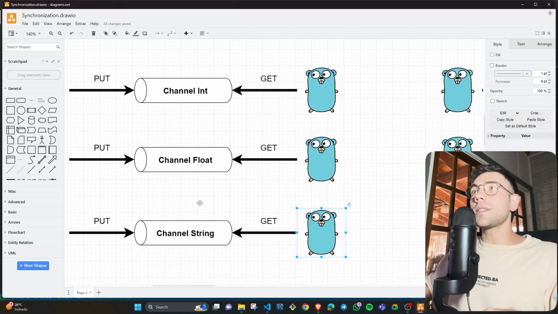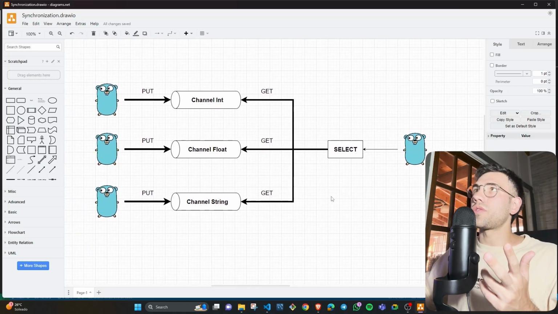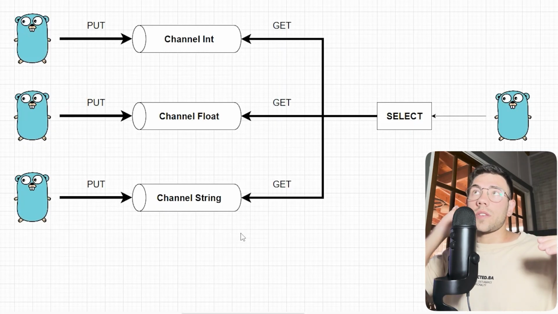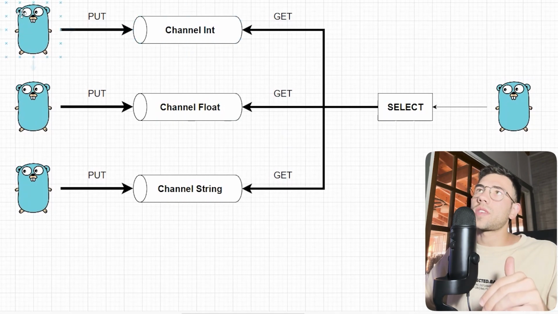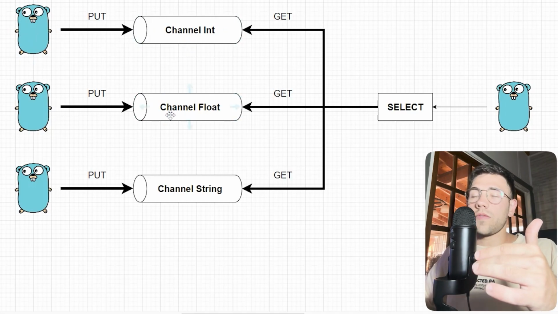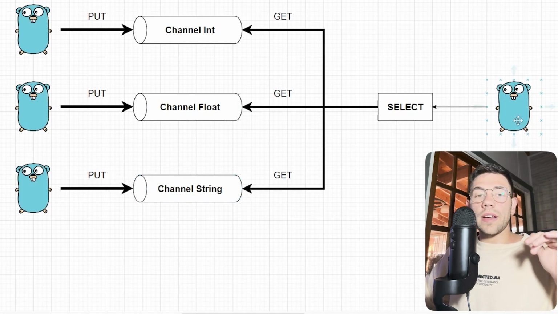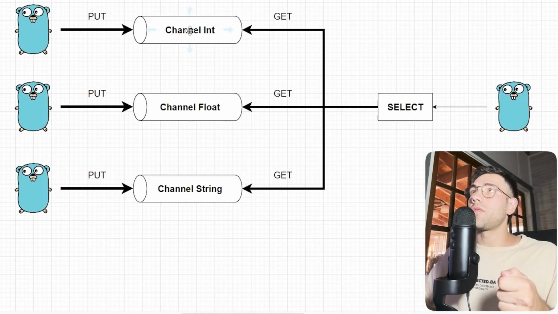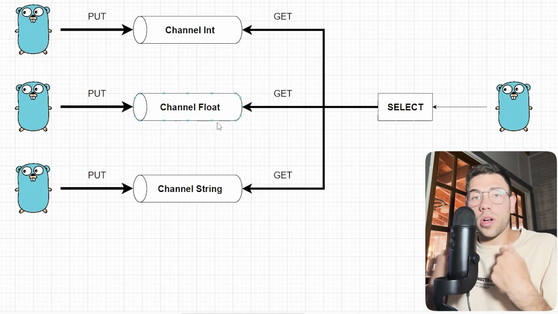With a select statement, it will look something like this. We have three channels: integers, floats, and strings. There will be some coroutines dedicated to putting data through those channels. For example, a coroutine that puts integers here, another that puts floats here, and another that puts strings in this channel. But we will have just one coroutine to listen to all the channels. And the first data that comes from any of those channels, we will handle and do whatever we want with that data.